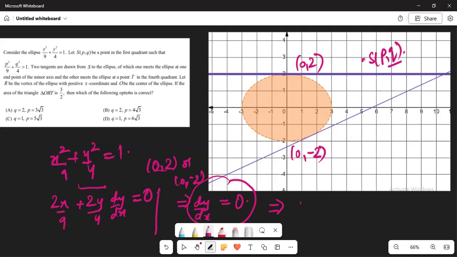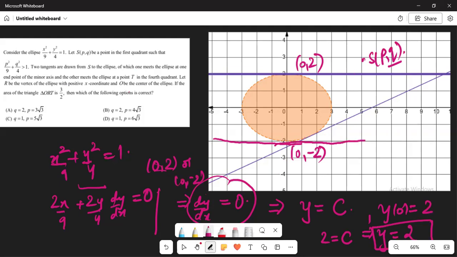You can also integrate the equation and you get y = c, where c is a constant. To obtain the value of the constant, you substitute the initial condition, y(0) = 2. So you get c = 2. This implies y = 2. This is the equation of the tangent line, y = 2. And similarly, at the point (0, -2), the tangent line will be y = -2.